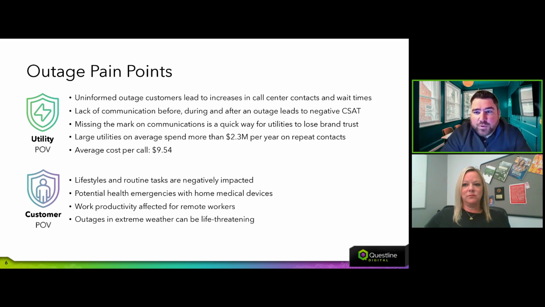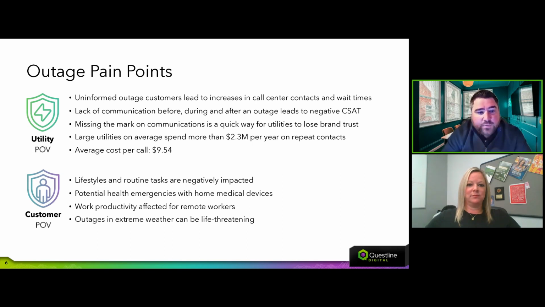When you look at those 2 points of view, on the utility side, you are looking at what it's costing per call when an outage strikes. How many calls are coming into the contact center? Or how many SMSs? How do we handle this kind of spike in call volume? And what we found through our research is utilities, on average, spend more than $2.3 million per year on repeat contacts, and the average cost per call is almost $10. So obviously, on the utility side, you're thinking about how to balance your costs and investments, but also drive the best customer experience you can during an outage. And I think the careful balance is key.